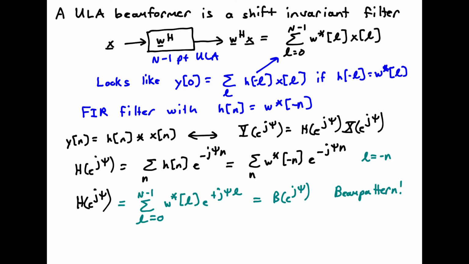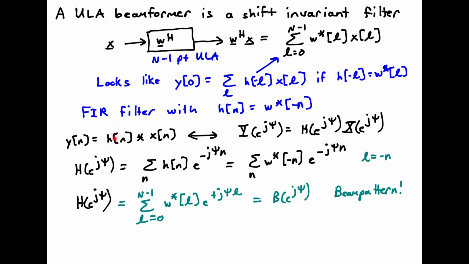It looks a lot like y of 0, and it'll be exactly equal to y of 0 if we make h of minus L equal to w conjugate of L. H of minus L was what showed up. This was the formula we got out of that convolution. If we equate w conjugate of L with h of minus L, then we have the same system. So this essentially looks like an FIR filter with h of n defined to be w conjugate of minus n. So great. Now, if we have an FIR LTI filter, then we know convolution holds.